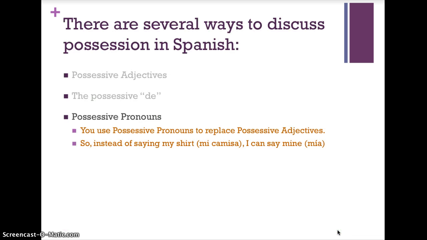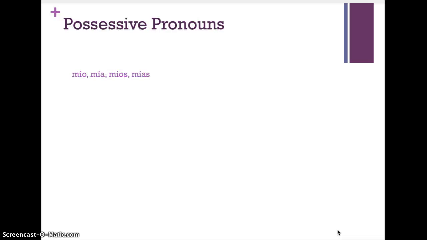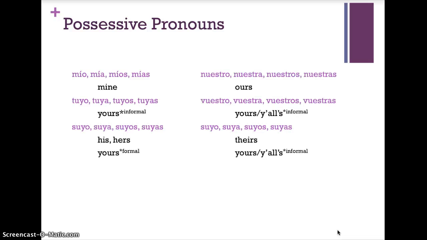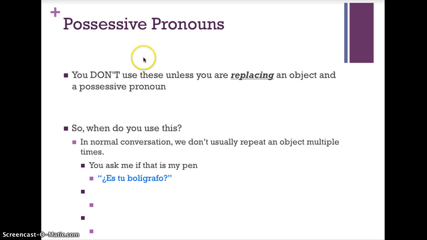The last way that you can discuss possession in Spanish is with possessive pronouns. So you use possessive pronouns to replace possessive adjectives. Like I said before, instead of saying my shirt, I can say mine. So here are the possessive adjectives and also what they mean. So instead of my, it means mine. Instead of your, it means yours. His and hers stays the same, and ours stays the same. Well, instead of our, it's ours. You don't use these unless you are replacing an object with a possessive pronoun. This should say with, right here, with.